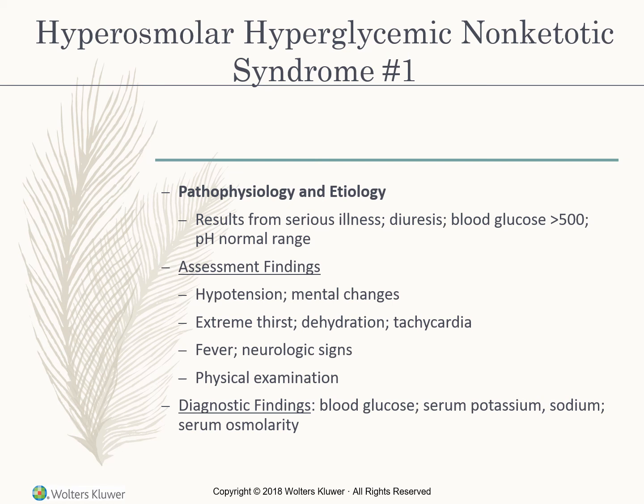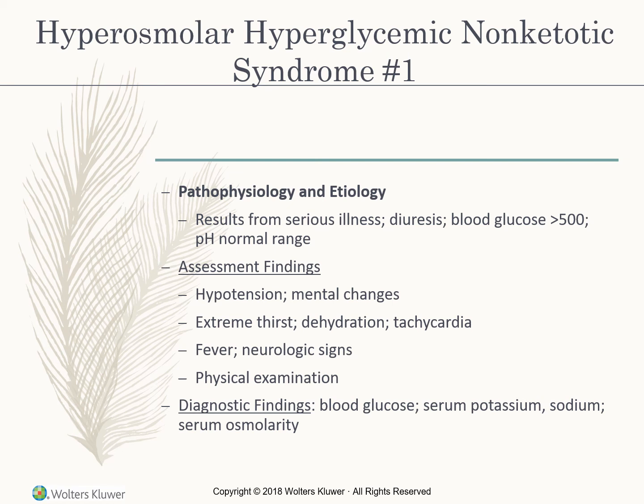HHNKS often will result from a serious illness during which the metabolic needs exceed the limits of available insulin. So essentially, because of this persistent hyperglycemia, the fluid will move from the intracellular compartment to the extracellular compartment. And diuresis will occur with a subsequent loss of sodium and potassium. Now, because they're still secreting some insulin and can transport glucose in the cells, fat metabolism is minimal or unaffected. So basically, ketosis doesn't develop.